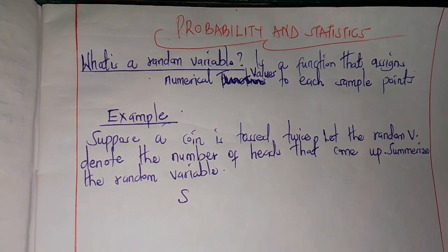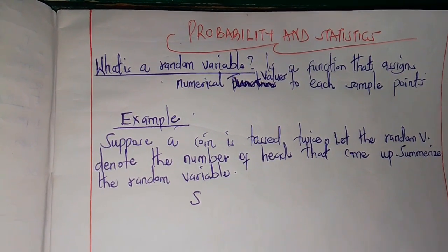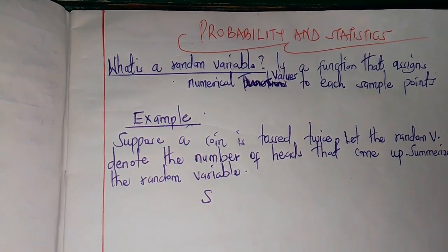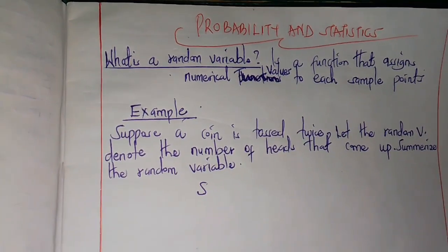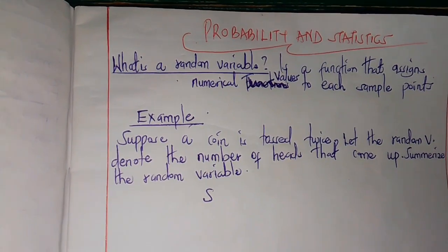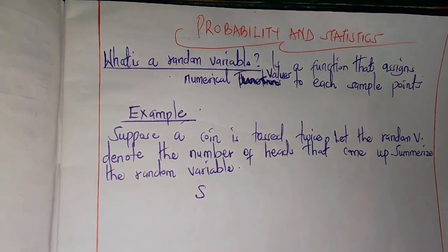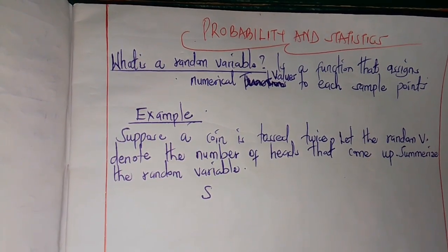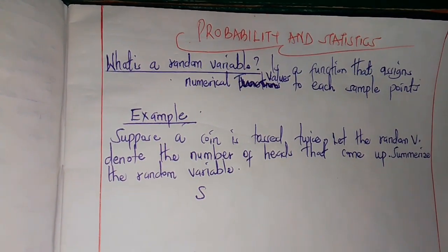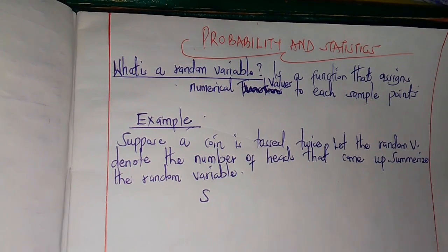So hi there. Let's handle the topic probability and statistics. Before you dwell into the topic of probability and statistics, there are some definitions that we need to understand. For example, a sample space, a random variable, mutually exclusive events, mutually inclusive events, and so on. So for today, we are going to see what a random variable is.